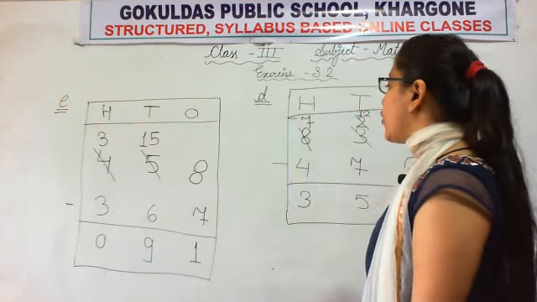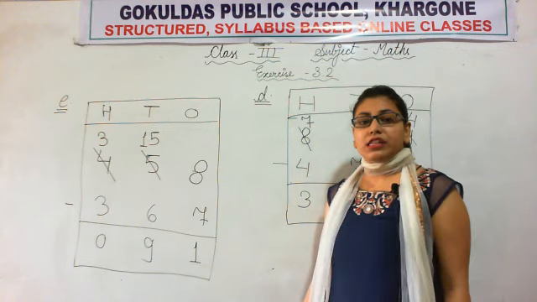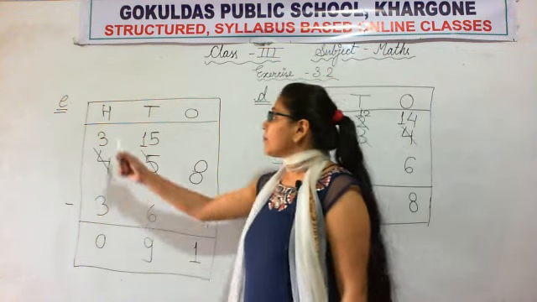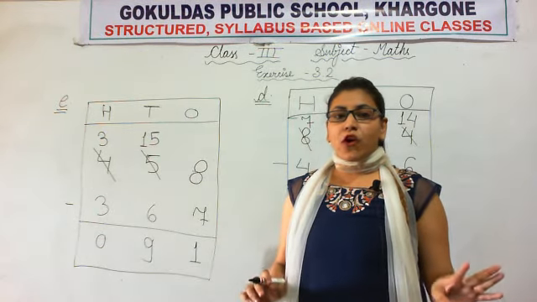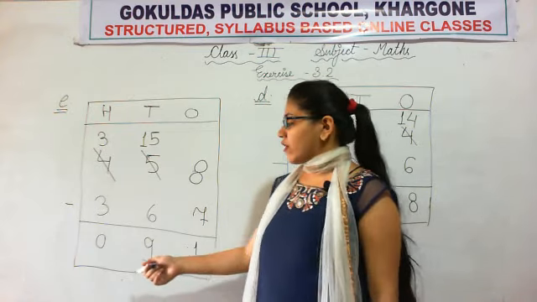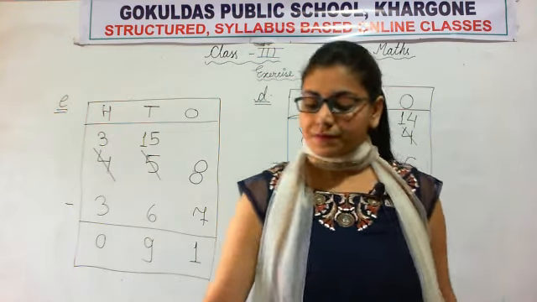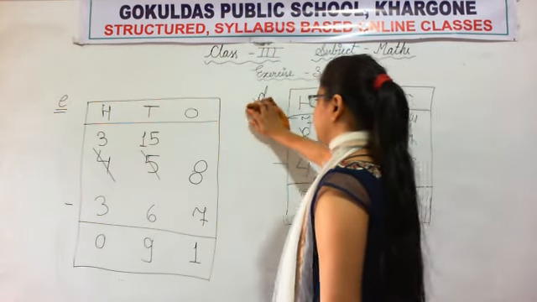So 458 minus 367 is equal to 91. See, 0 hundreds means there is no number for hundreds. So only 9 tens and 1 one. So our answer is 91. Okay. Now moving towards the next question.